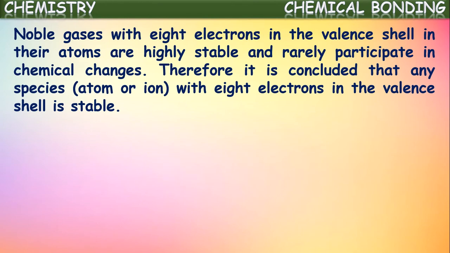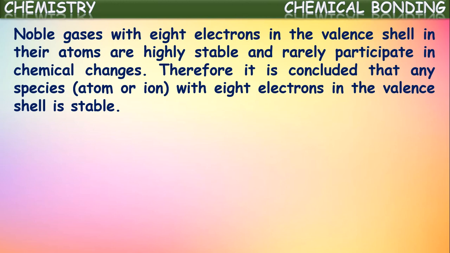Noble gases with 8 electrons in the valence shell of their atoms are highly stable and rarely participate in chemical changes. Generally, at normal conditions, these noble gases do not participate in chemical reactions. With highly reactive elements at certain different conditions, they may participate in chemical bonding. Even then they neither gain nor lose electrons, they just share electrons with other atoms. Therefore, it is concluded that any species with 8 electrons in the valence shell is stable.